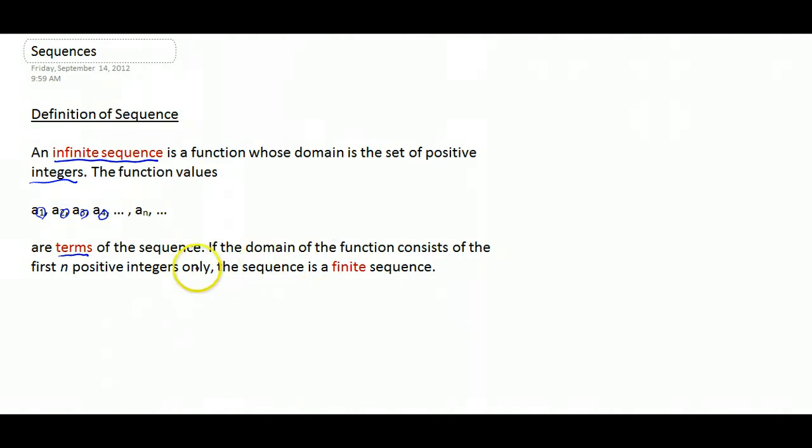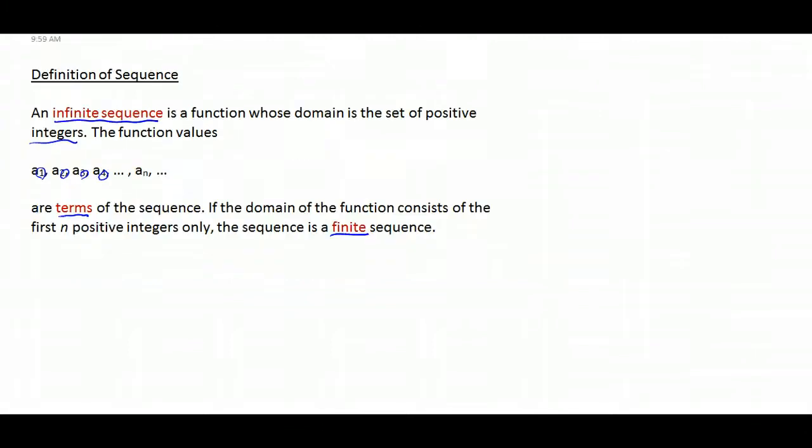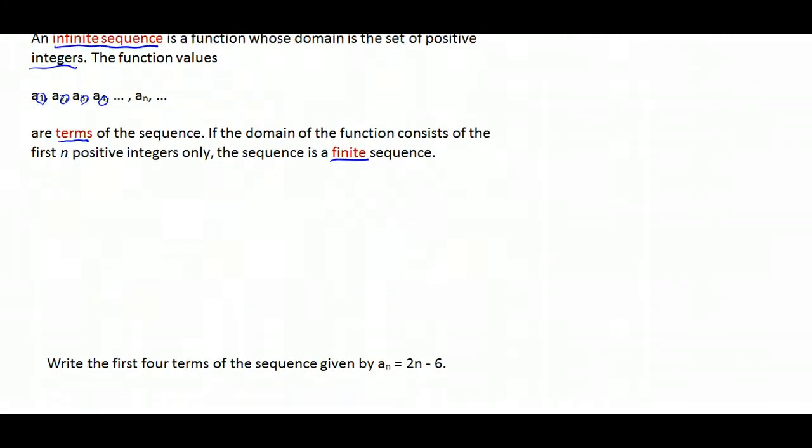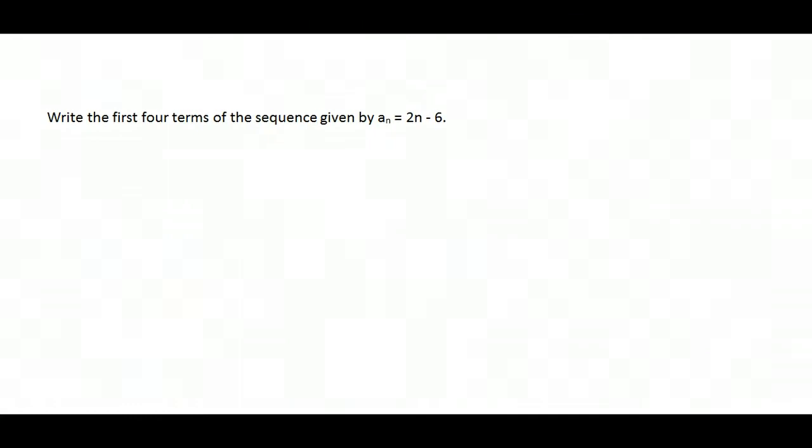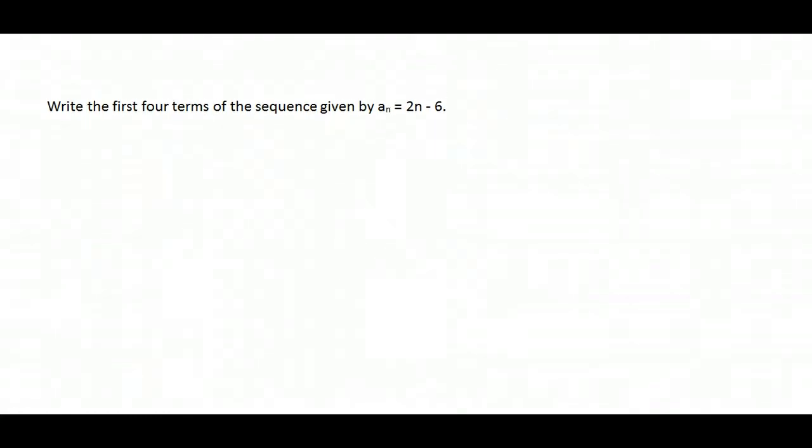If the domain of the function consists of the first n positive integers only, the sequence is a finite sequence. Okay, so all that means is if n is 10, that means you have a finite sequence of 10 terms. If n is 100, you have a finite sequence of 100 terms. If n is infinite, then you have an infinite sequence. It never ends. Okay? So in plain English, a sequence is just a list of numbers. That's all it is.